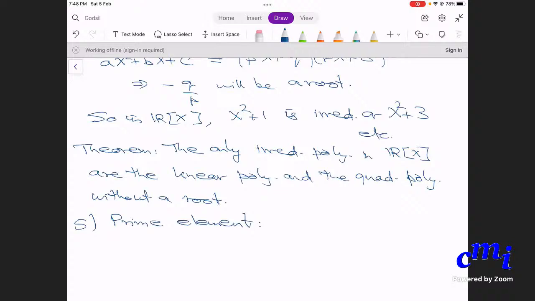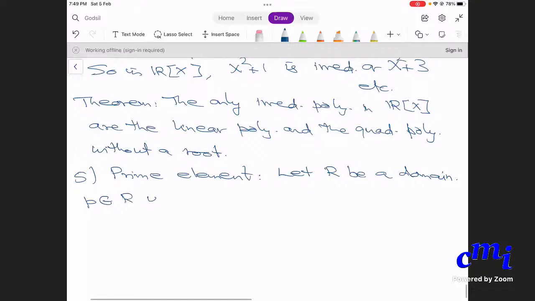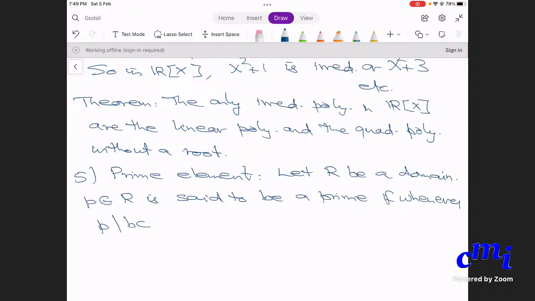Again, prime elements are defined in integral domains. They can be defined in general, but we will use them mostly for integral domains. So I'll just define it in an integral domain. Let R be an integral domain. P in R is said to be a prime if whenever P divides BC for B and C in R, either P divides B or P divides C.